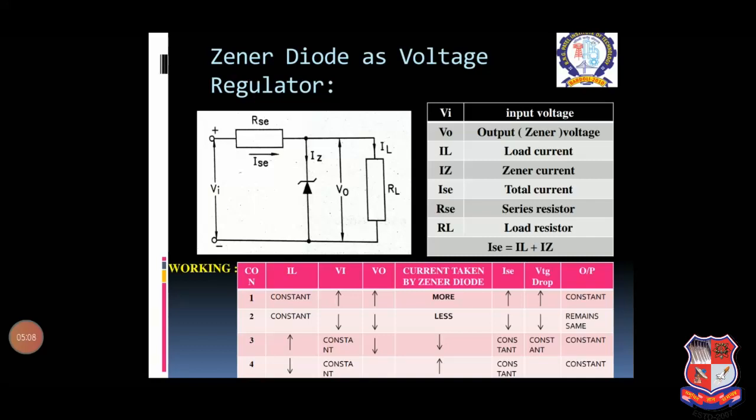Now the last condition, condition number 4. Similarly, with the input voltage remaining constant and the load current decreasing, the Zener current increases to make the series current constant. Why? Because the Zener current increases to make the series current constant. So the output voltage remains constant.